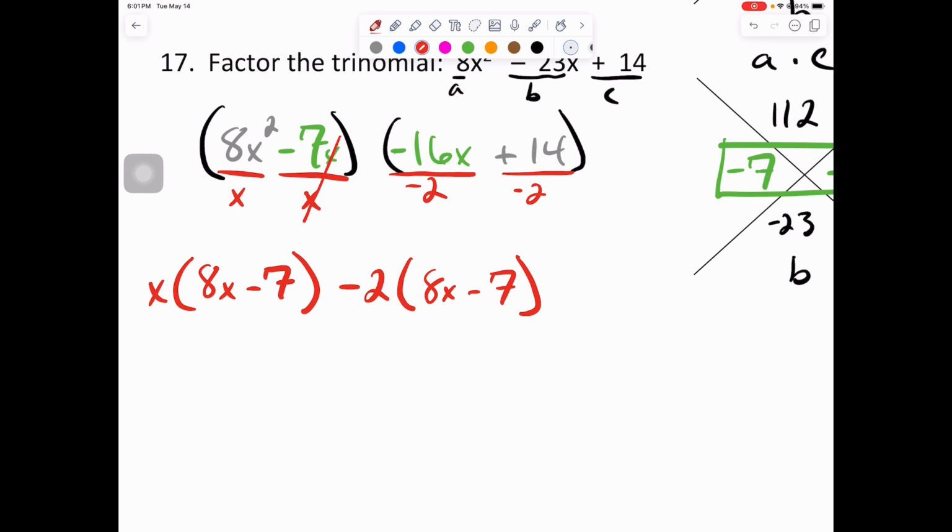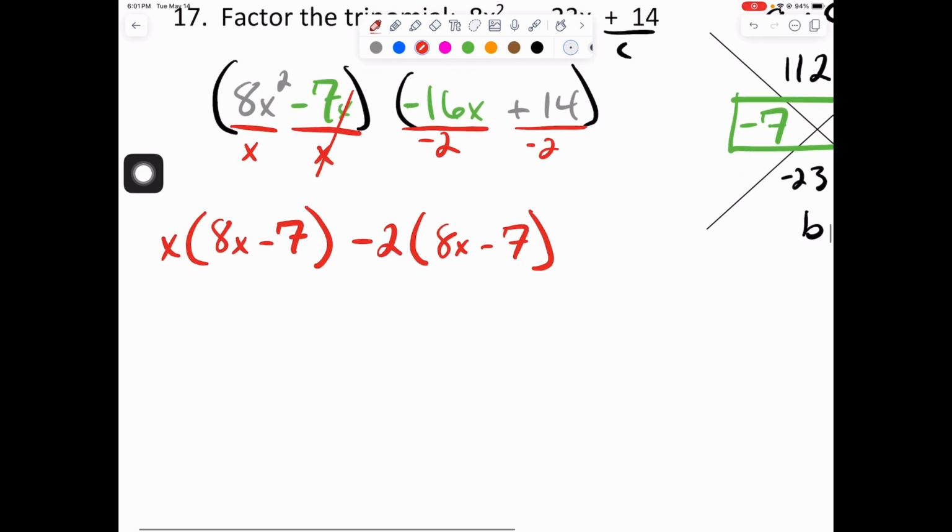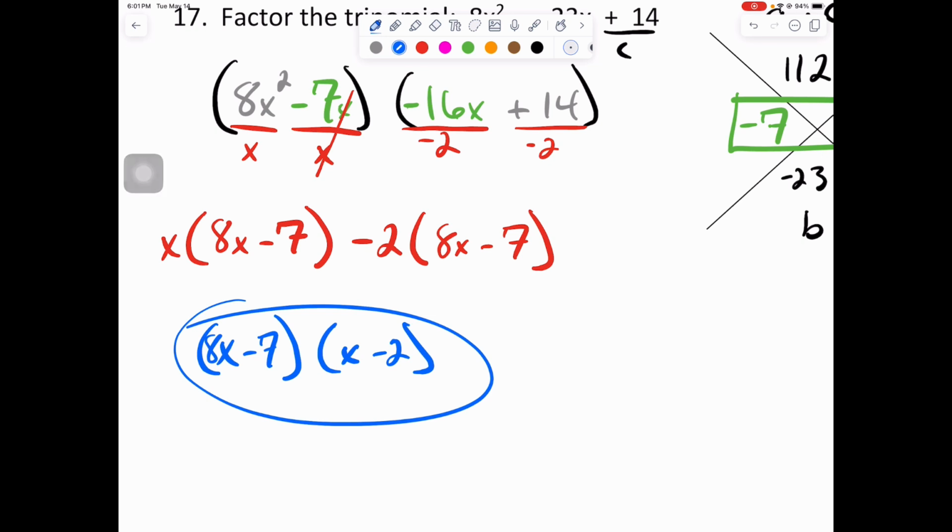Now, do we have our winners? Let's check it out. 8x minus 7, 8x minus 7. All right, if what is in parentheses is an exact match, we have factored it appropriately. We can write 8x minus 7 as half of our answer. All right, and then the x and the negative 2 for x minus 2 will give us our second portion of that answer. Go ahead and circle it.